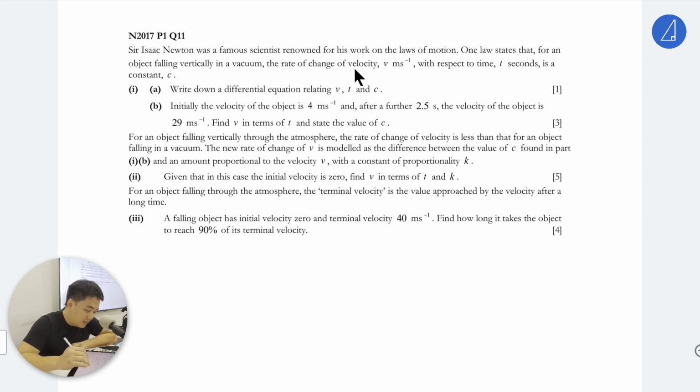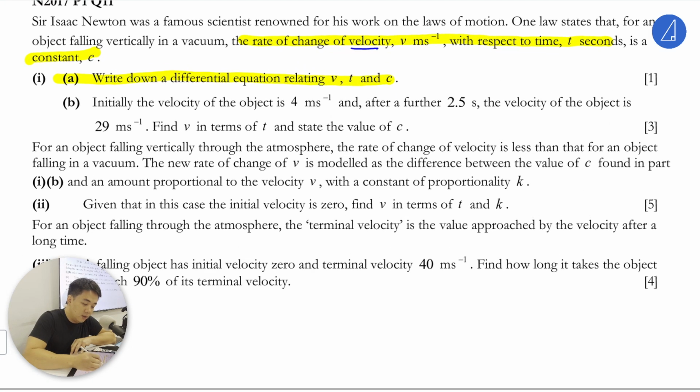So generally, Sir Isaac Newton was a famous scientist renowned for his work on the laws of motion. One law states that for an object falling vertically in a vacuum, the rate of change of velocity with respect to time t is a constant. Write down the differential equation relating to this. So the rate of change, dv/dt, is a constant c.